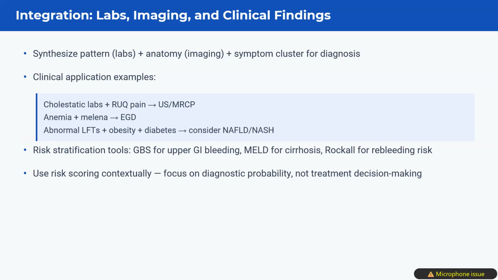Once you've identified the likely cause, the next question is always going to be, how sick is this patient? And the MELD score is the Model for End-Stage Liver Disease, and that's used in cirrhosis. The purpose of that is to estimate the 90-day mortality to help guide transplant prioritization. And that can get reassessed as the condition changes, and you can quickly move up and down on the list.